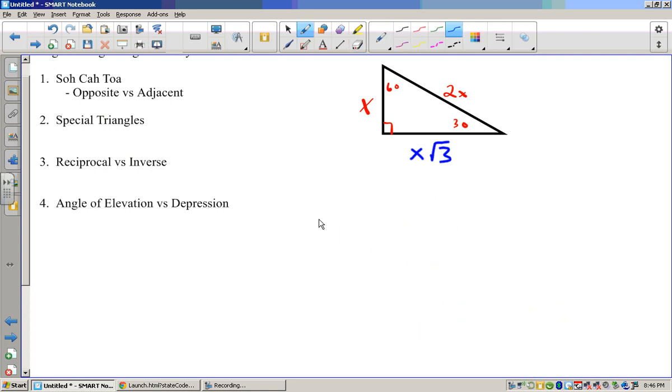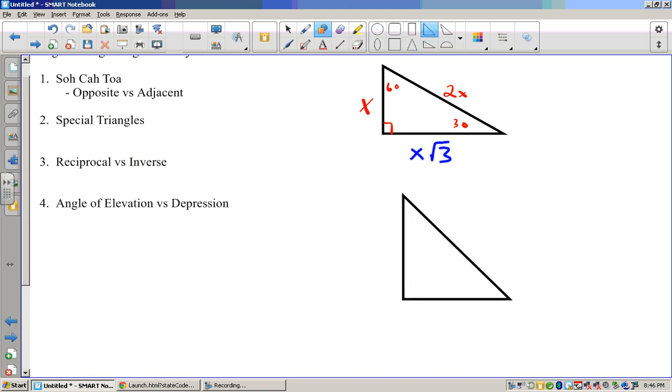The other one is the 45, 45, 90. And you get the side lengths the same way. So if I bring out another right triangle here, here's a 45, 45, 90. The idea here is because these two angles are equal, these two sides are going to be equal as well. And if you go through the Pythagorean theorem once again, you'll find out you get x, x, and then x times the square root of 2.